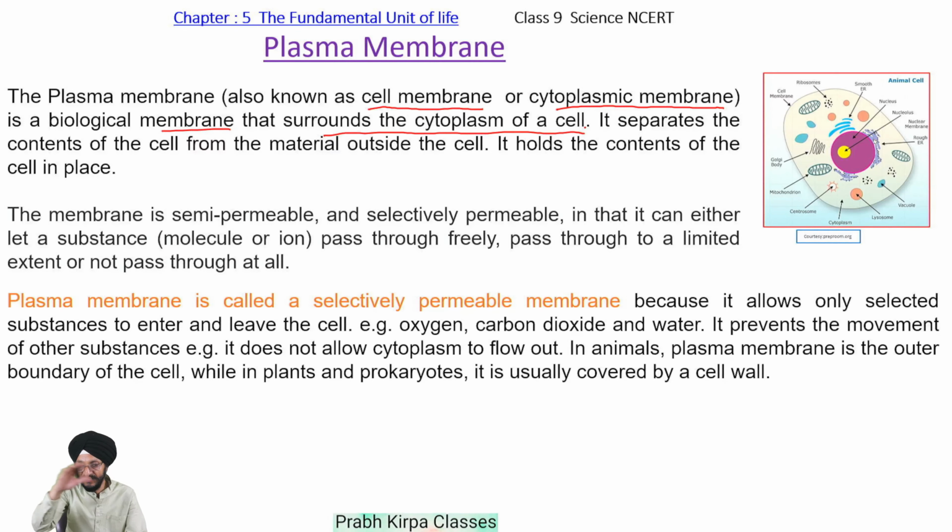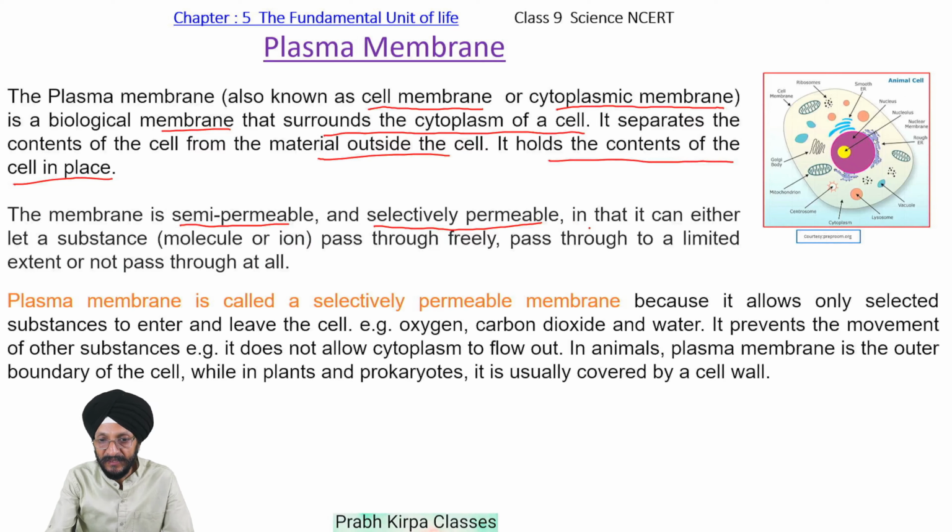It separates the contents of the cell. That is, whatever is found inside the cell, plasma membrane keeps the contents of the cell separate from the material outside the cell. It holds the contents of the cell in place. This plasma membrane is semi-permeable and selectively permeable. Why?